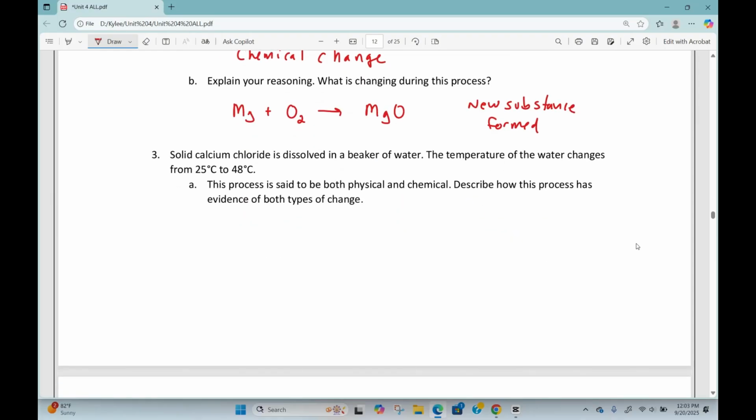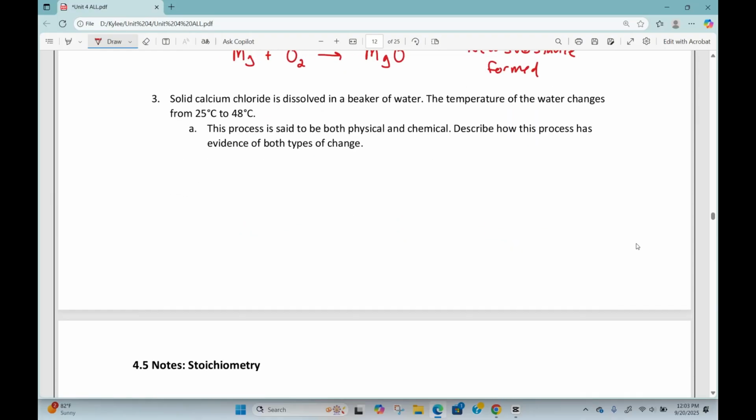Here we have our last example. It says solid sodium chloride is dissolved in a beaker of water. The temperature of the water changes from 25 to 48. This process is said to be both physical and chemical. Describe how this has evidence of both. And this is what I was talking about: it can be reversed, so it's easily reversible.